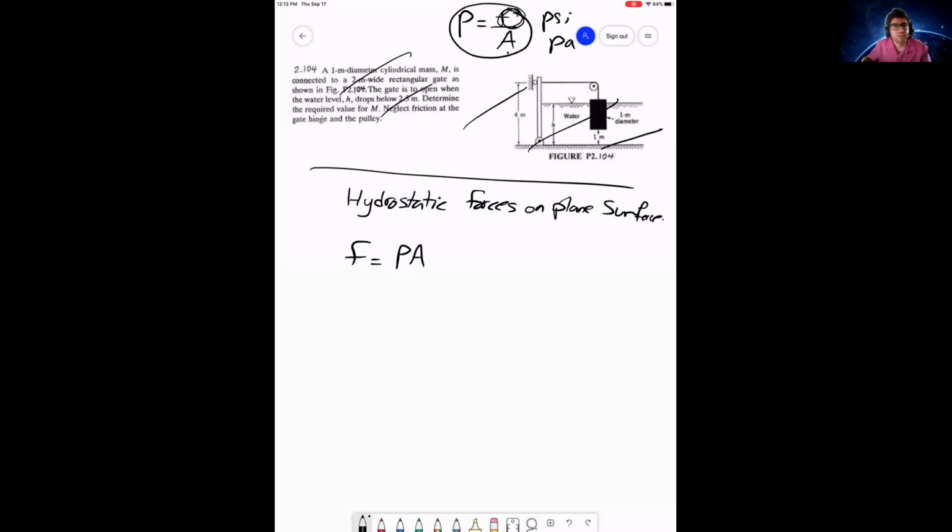Now we're finished with solid mechanics. We move to fluid mechanics. What is pressure in this case? That's going to be rho times g times the height. Times the height, exactly. And now we introduce area, so that gives us force. Oh, okay, gotcha. So that's your first equation right here.